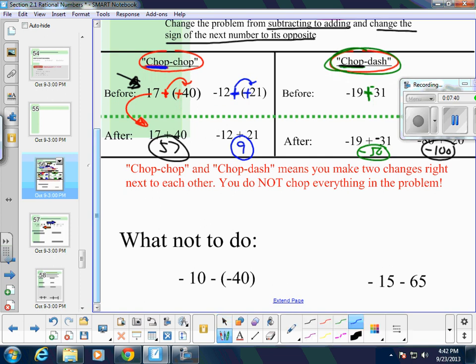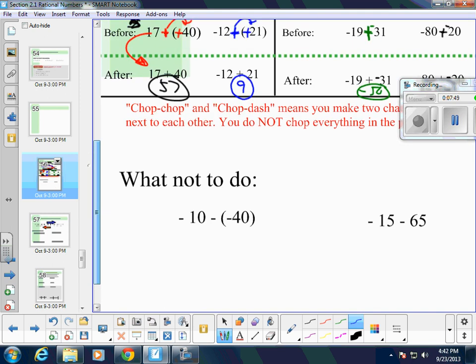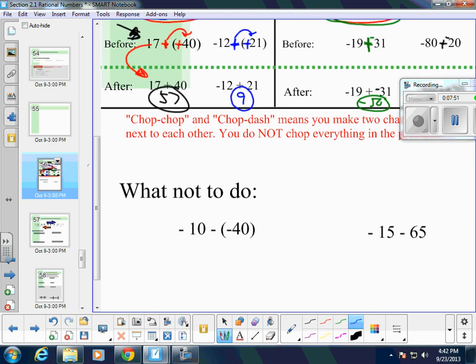Okay. Here's what not to do. Here's some examples that I see of students, some things that I see on assignments or in tests. Here's what I see them doing when I walk around after we talk about chop chop or chop dash.